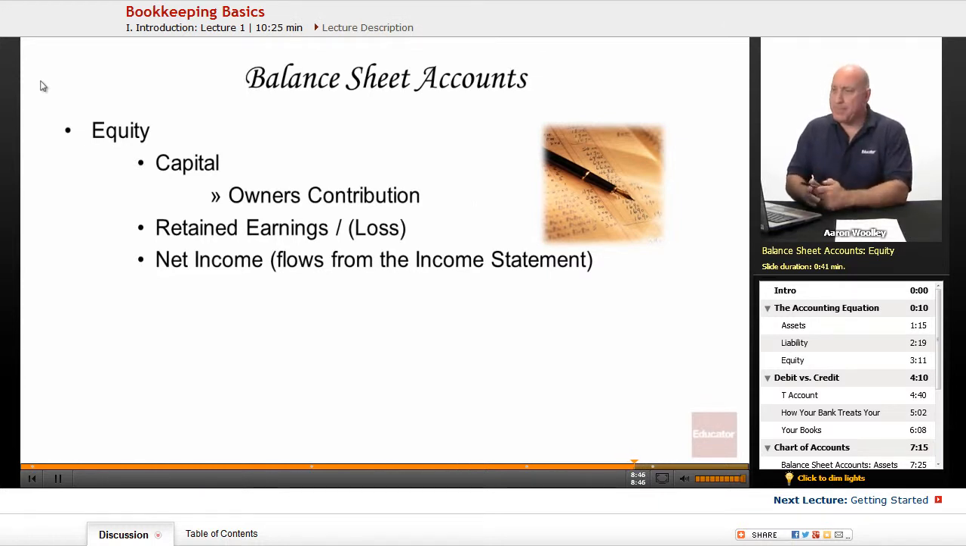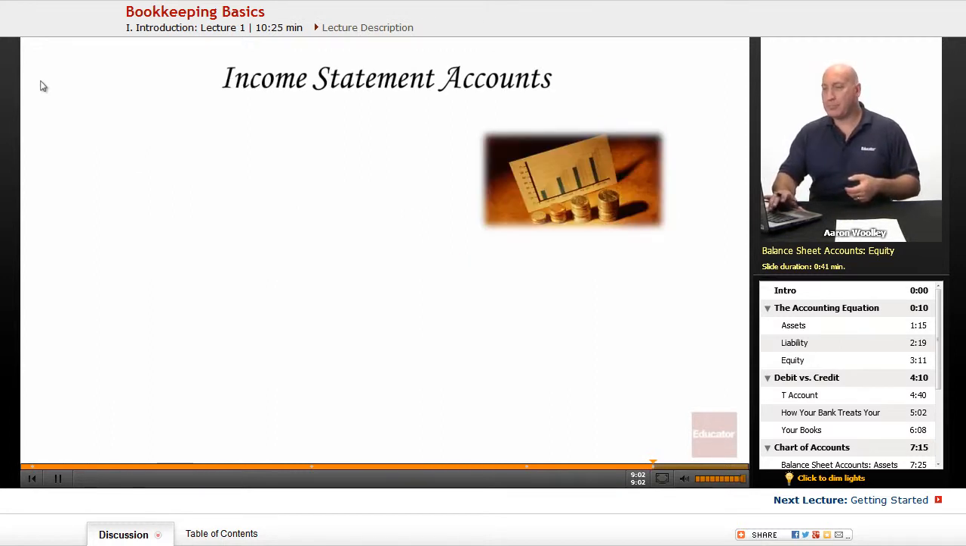We retain them. Our net income flows from the income statement. It's our income less our expenses. Retained earnings is our previous year's earnings or loss that we've retained. And our net income is our current income for that current year.